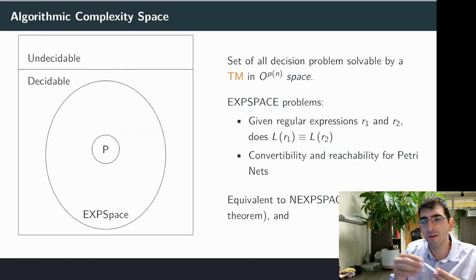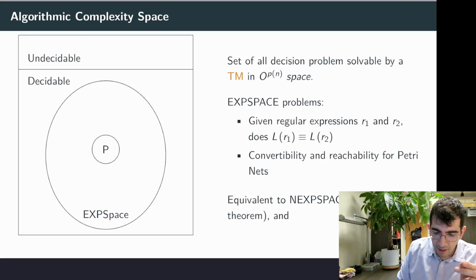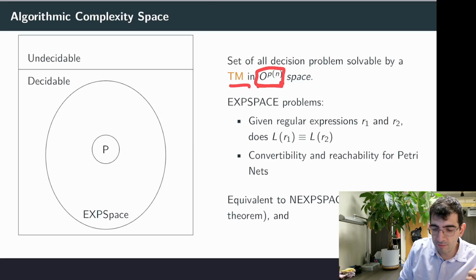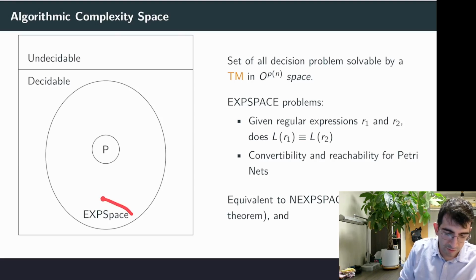This is one of the largest algorithmic complexity classes people talk about in a standard algorithms course, and this includes lots of problems like looking at if regular expressions represent the same language. You're going to need an exponential amount of space. I should start by saying this represents all the problems that are solvable by a Turing machine in some exponential amount of space. And this is a lot of space.